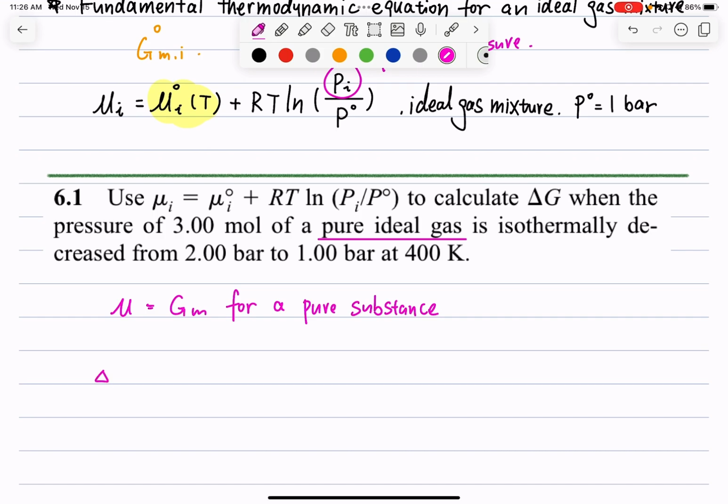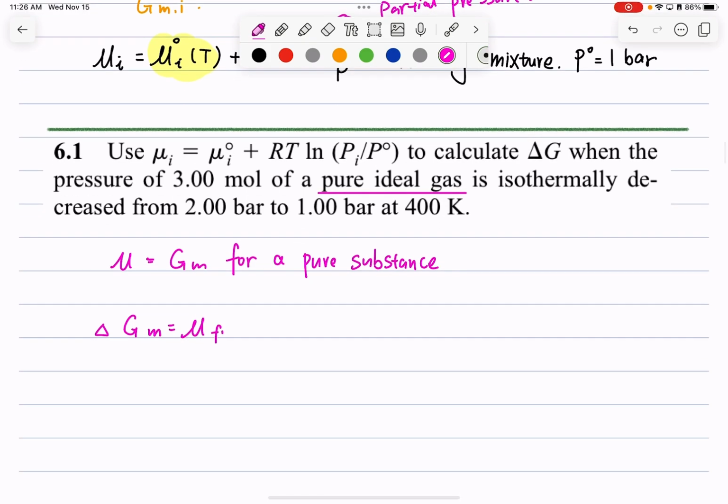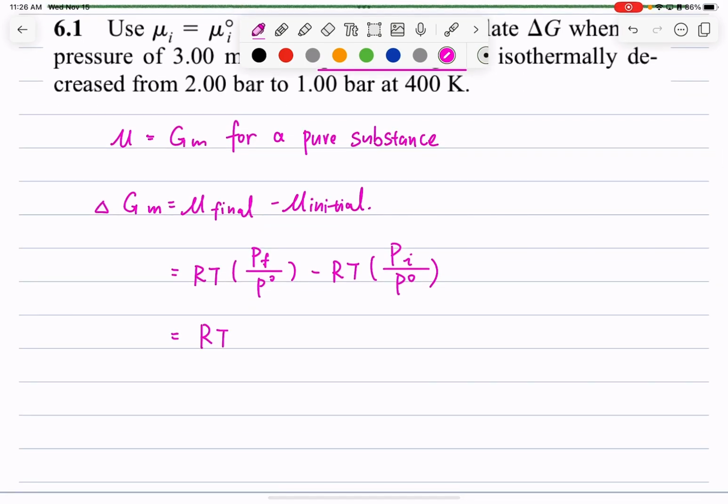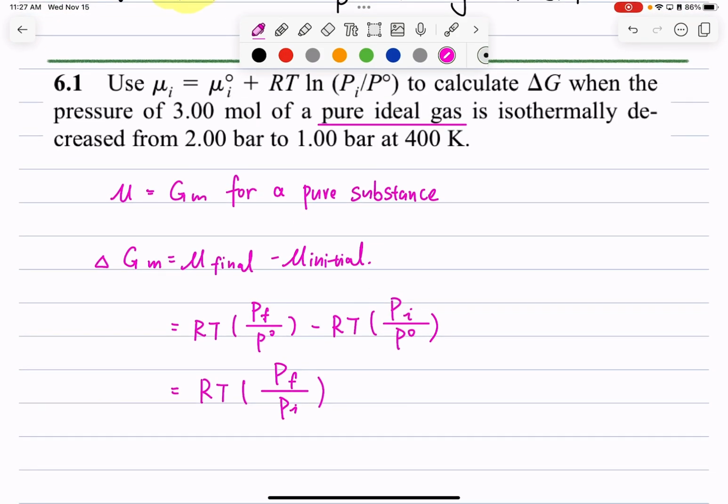All right, so what it asks for is the delta G, which is equal to mu final minus mu initial. And we have a way to calculate your mu final and your mu initial. So that gives RT ln(P final over P naught) minus RT ln(P initial over P naught), or we can further simplify it to RT ln(P final over P initial). And you can plug in the numbers and translate that molar Gibbs free energy into your Gibbs free energy. So delta G equals n times delta G_m. Where did the ln go? Oh, yes, very true.